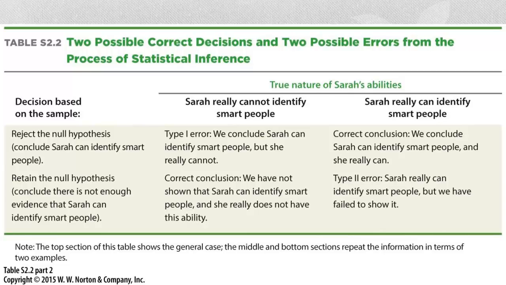What if she could actually identify smart people, but we can't gather enough evidence to show that she can? So we decide that she cannot. That is a type 2 error. So Sarah can identify smart people, but we have failed to show it, and that's our type 2 error. Type 1, on the other hand, we would conclude that Sarah can identify smart people, but in reality she cannot. So it's kind of a false positive there, right? So we say that she can, but she cannot. So this is type 1 error versus type 2.